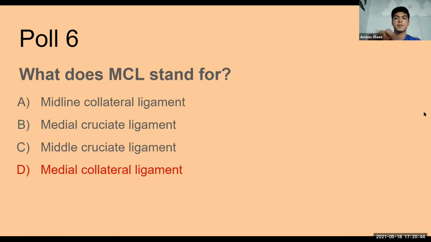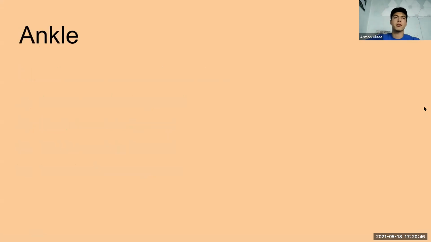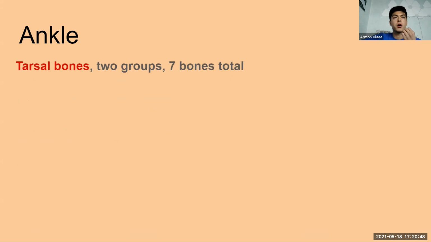Very good. So now talking about your ankle. Your ankle are your tarsal bones. These are the bones within your ankle. And instead of rows like you have in your wrist, you have groups. You have 2 groups of 7 bones in total. But you also have a proximal and a distal group. Can anybody name which bones are in the proximal group of your tarsal bones?